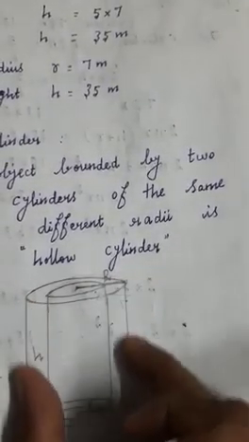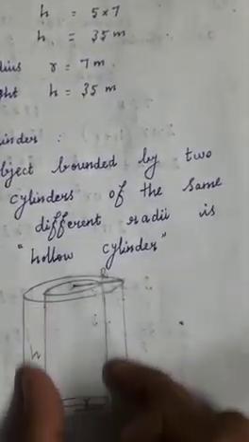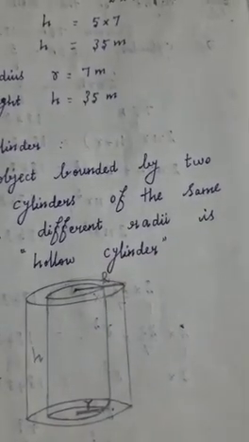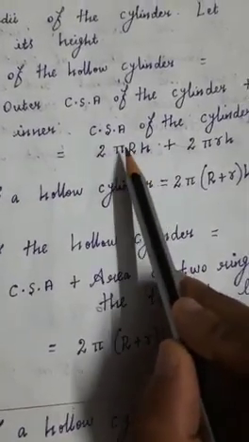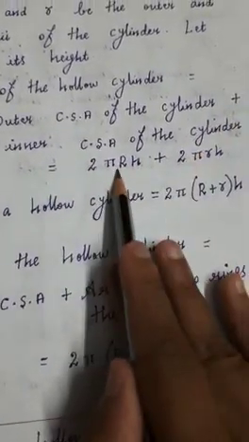After the bigger cylinder, the CSA part will come. That formula is also the same, only 2 pi r h. But how do we make the difference? See, the radius is different. So 2 pi r h makes the difference in the radius.